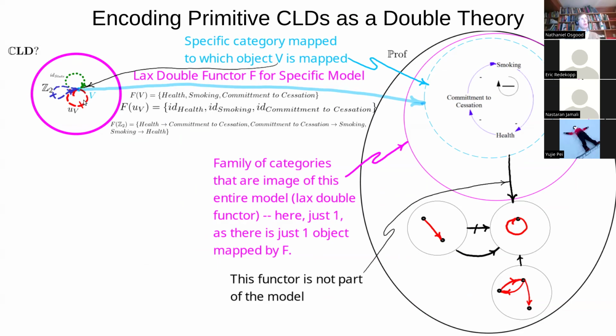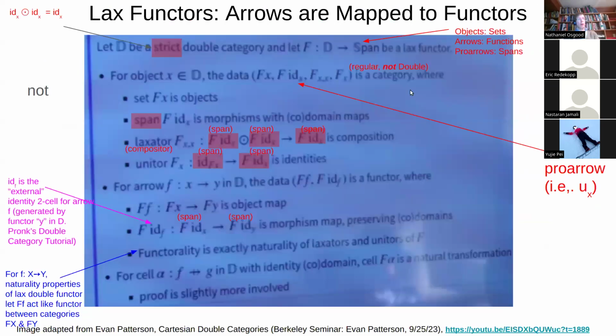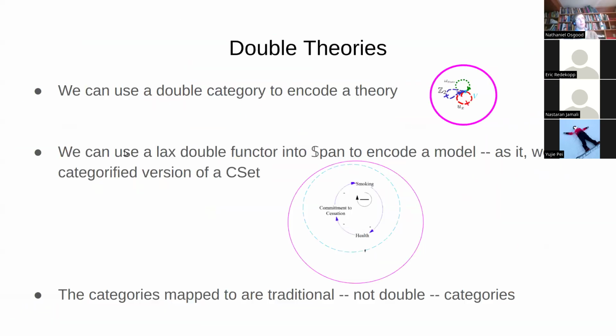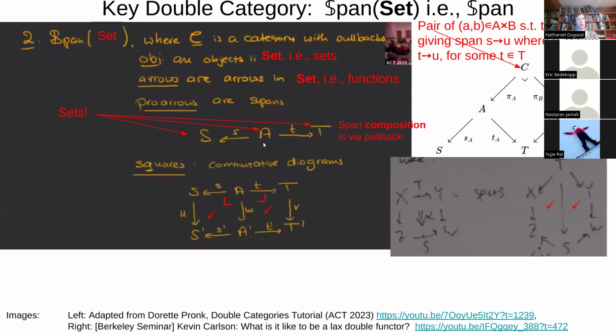It maps each pro arrow to a span, and at the top of that span is a set. You may recall one of these sets. At the vertex of that span, the apex of that span.